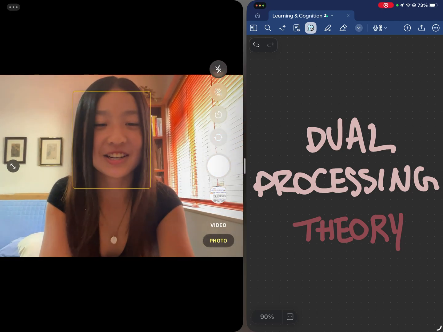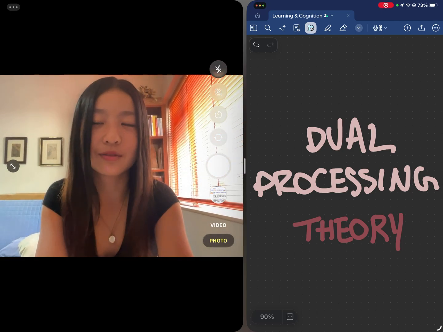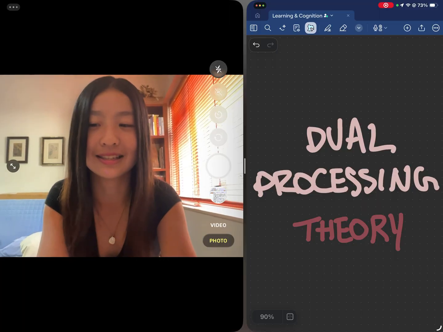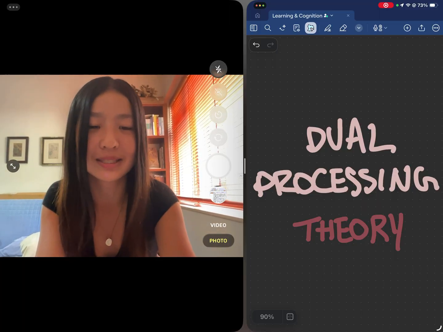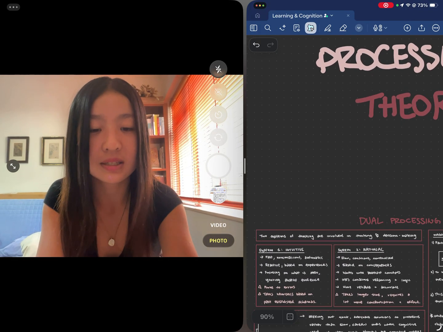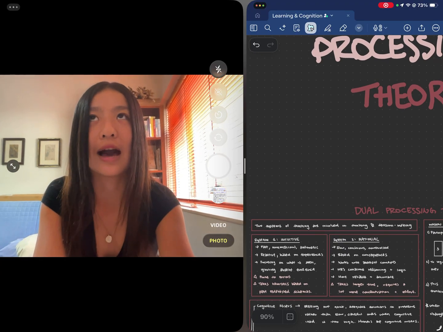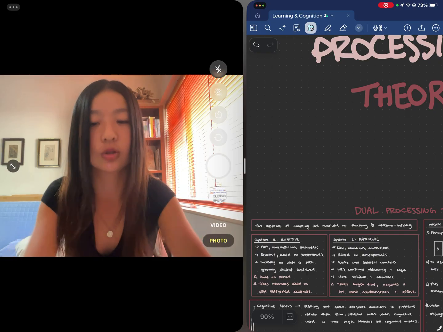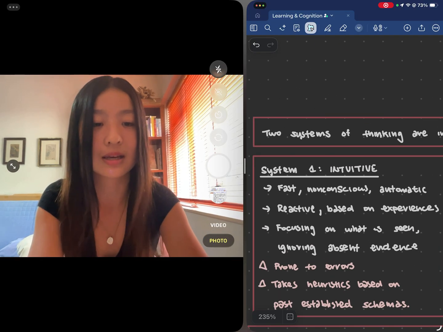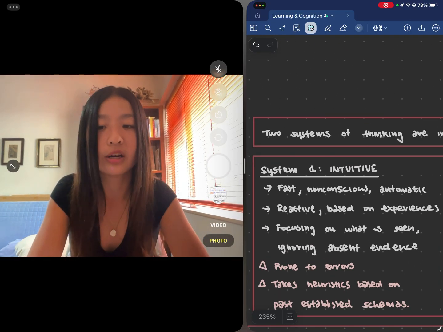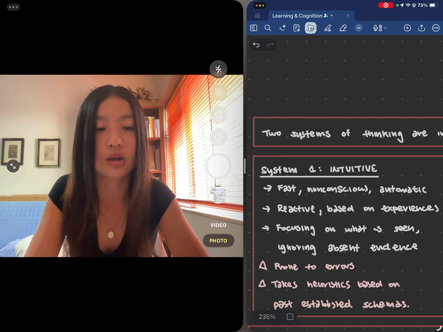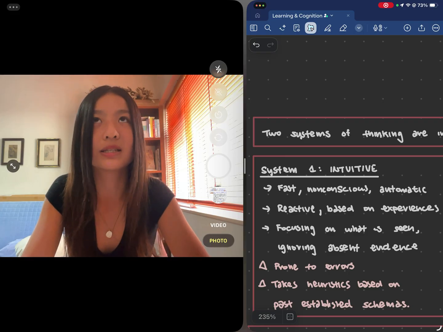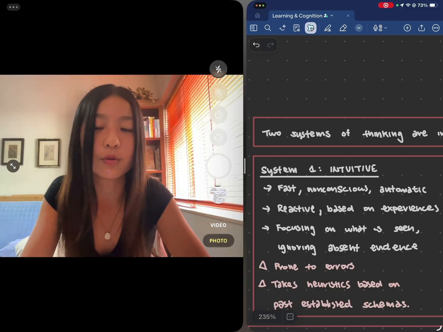Today we're going to be talking about dual processing theory as part of the learning and cognition subsection in the new psychology HL syllabus. So dual processing theory is really just categorizing your mental process into two systems of thinking, System 1 and System 2. So if we move into System 1, thinking is intuitive. It's your fast, unconscious, automatic responses based on whatever is in front of you presented at the moment.